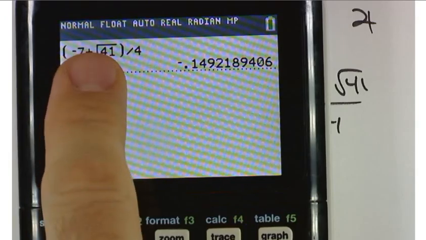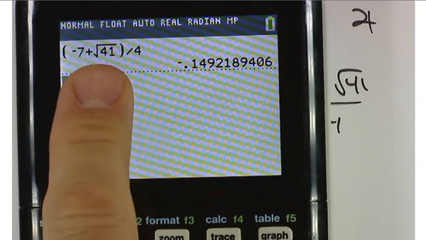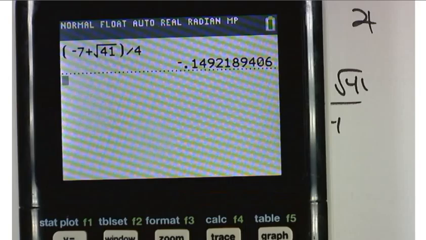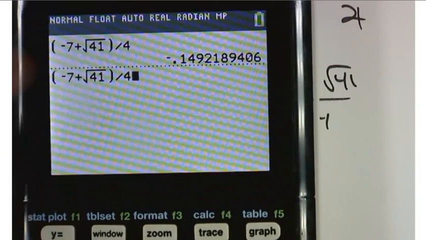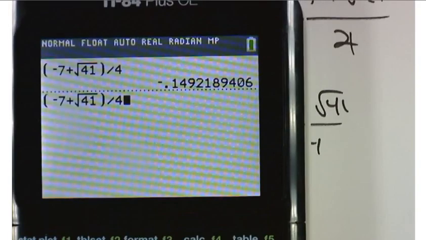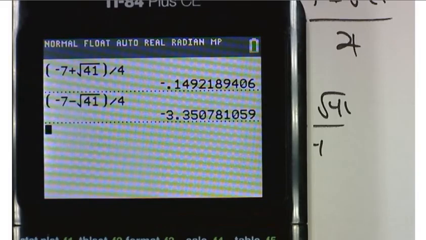To get the other root, what change do I need to make? Just got to change that sign there, right? So here's the clever trick. Hit the second button and then the enter key, and notice what happens on your calculator. It brings up your previous calculation. So we don't have to enter it all, right? We just got to go back and change this to a negative sign. So you get these two solutions.